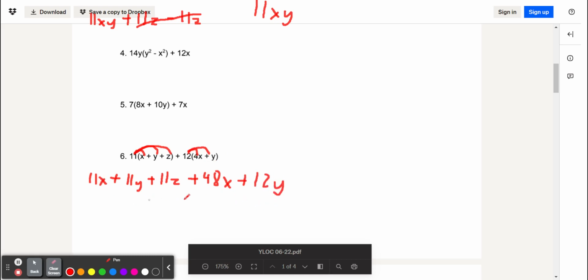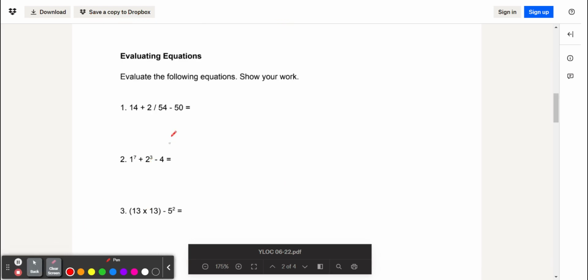Now we have two terms with an x, the 11x and the 48x, and we have two terms with the y, which is the 11y and the 12y. So we can add those together to get 59x plus 23y plus 11z, and that is our final answer.